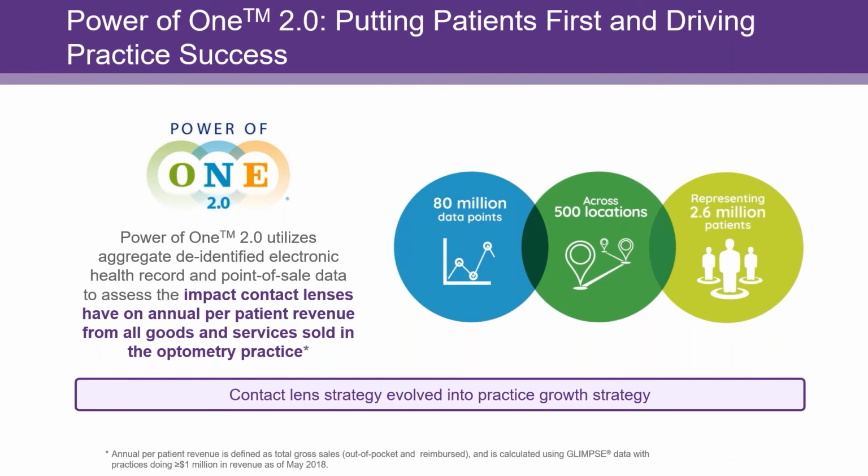Here's a question that I absolutely can't answer, but the people at Alcon might be able to: where did this data come from for the Power of One 2.0? The different data points that they're mentioning here, where did they actually generate that from, and how did they get it? I'm not sure if the Alcon folks can share with me how they actually came up with all this data to support all of this.